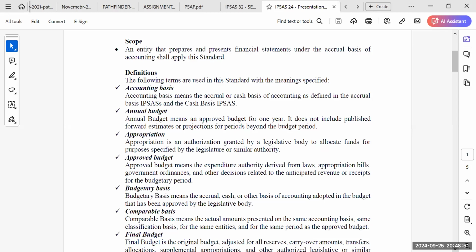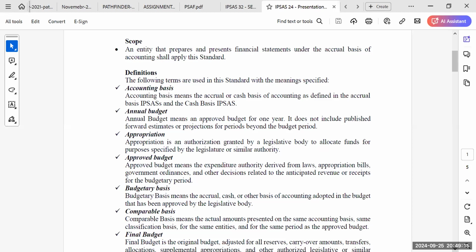Okay, we also have what we call the budgetary basis. The budgetary basis means the accrual or the cash or other basis of accounting adopted in the budget that has been approved by the legislative body. So what is the method? On what basis was the budget prepared? The budget has been approved. On what basis are we preparing the budget? That's what we call the budgetary basis.